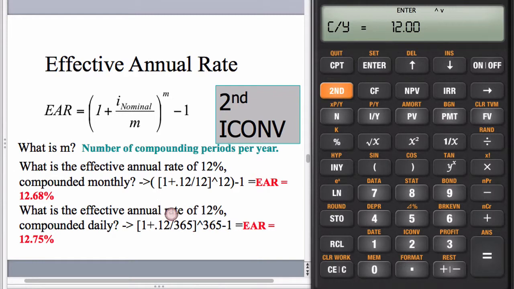What is the effective annual rate of 12% compounded daily? Now you have to enter the number of periods, which is 365. Enter. And effective. Hit the compute button and you see that's 12.75%. So you see, from 12% you can go to 12.75% just by changing the compounding periods. This is a nice function that can be used. Once again, you can pull your credit card statement and see what effective rate you're paying.